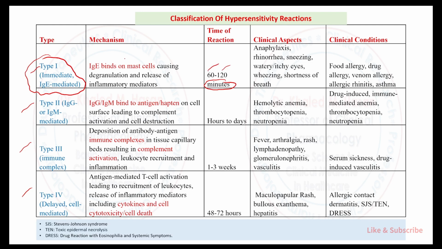As you can see here, the IgE binds to the mast cells and leads to degranulation and release of inflammatory factors. The patient may suffer from anaphylaxis. Some patients suffer from rhinorrhea, sneezing, watery eyes, wheezing, shortness of breath. Some examples here: food allergy, drug allergy, allergic rhinitis, our topic for today, and asthma, another one. So all of these are related to immunoglobulin IgE. We need to remember that.